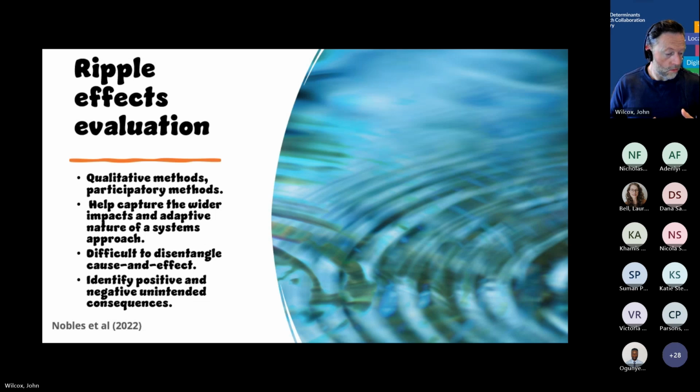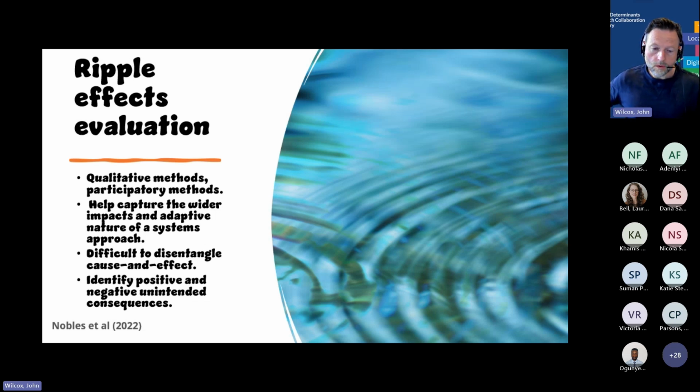So what is ripple effects evaluation? It draws on the concepts of appreciative inquiry, and it takes a participatory approach. It's a workshop-based qualitative approach where what we're trying to do is map out the ripple effects, or the consequences, of an intervention that ripple out from that. And how that is done is through group interviewing and reflection, and then a visualization of the impacts.